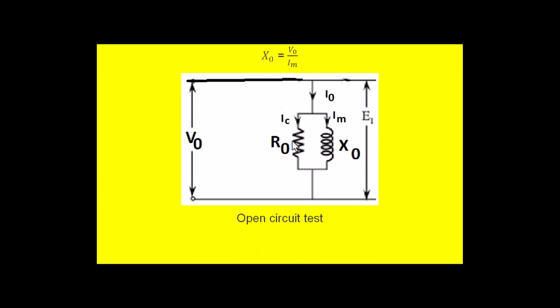V0, this is R0, this is X0, and the current flowing here is Ic, and the current flowing here is Im, and here the no load current is I0, which is represented in the ammeter.